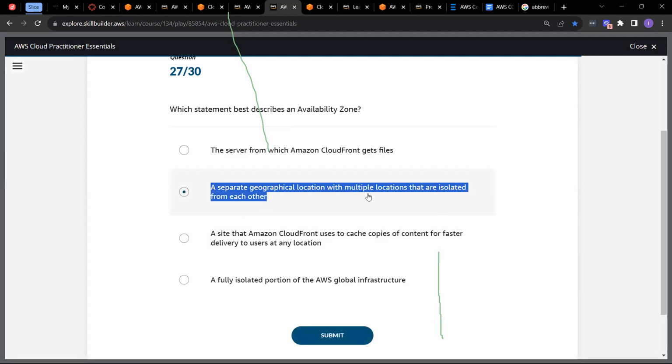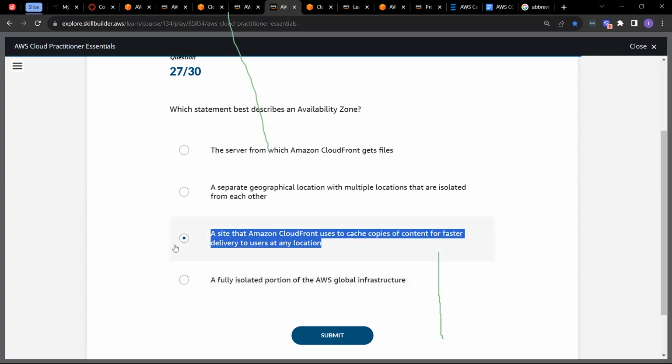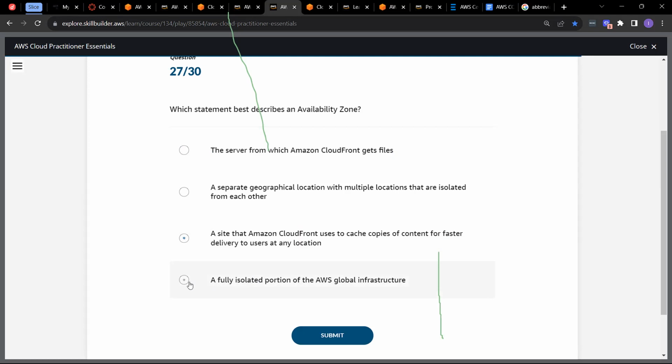This one, a separate geographical location with multiple locations that are isolated from each other. Now, a server from which Amazon CloudFront uses. So this is more or less like an edge location, the same as edge location. So by elimination, it would be this one, right? No, the first one would be regional cache. Your friend is saying regional edge locations. The server from which Amazon CloudFront gets files, that's the regional edge locations, the regional cache.